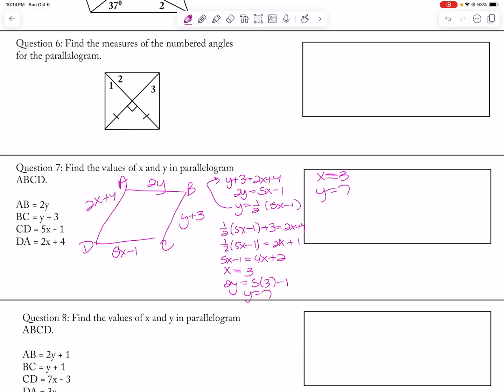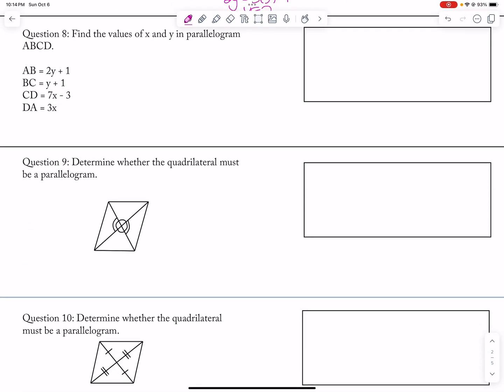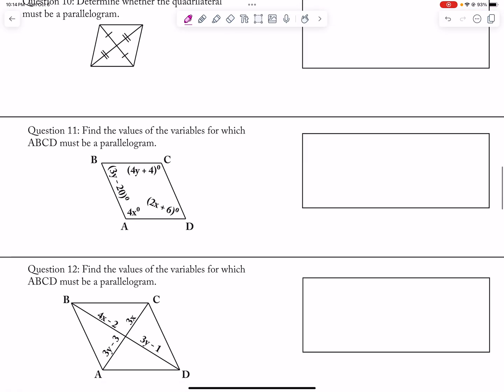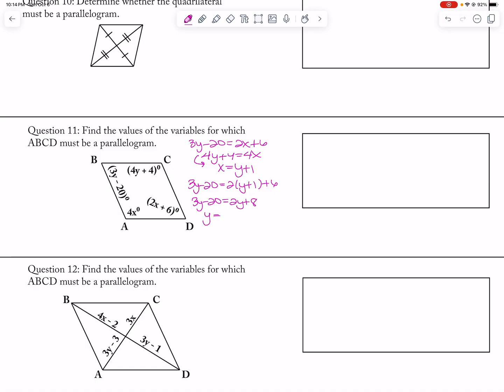Okay. And then determine whether or not the quadrilateral must be a parallelogram. No. It's just talking about vertical angles are congruent, which does not tell you anything about a parallelogram. What values would make this a parallelogram? So that means that 3y minus 20 has to equal 2x plus 6. 4y plus 4 has to equal 4x. So we'll take the second equation here and say that x is equal to y plus 1. So then 3y minus 20 is equal to 2 times y plus 1 plus 6. So 3y minus 20 is equal to 2y plus 8. So y is equal to 28. So that means that x is equal to 29.